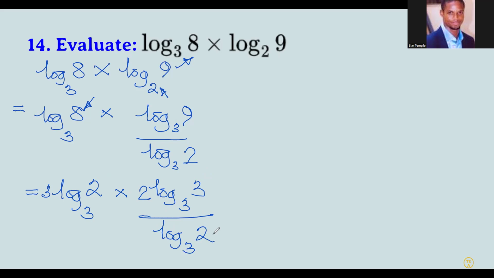And now cancellation is ready. Let's go. Log base 3 of 2 up there. Log base 3 of 2, same values. Out and out. And we proceed with the surviving figures. This is 3 at the back here. Don't forget it. That's 3.